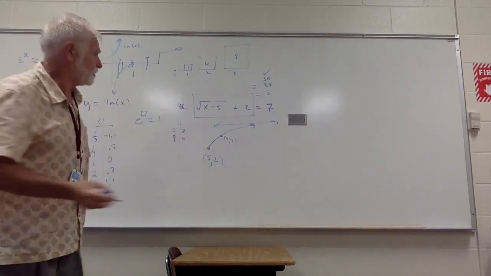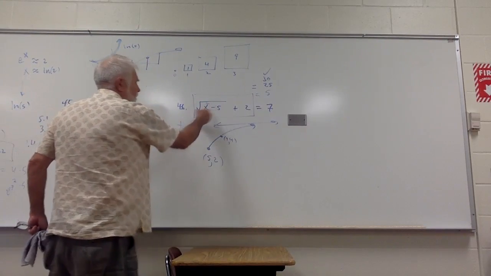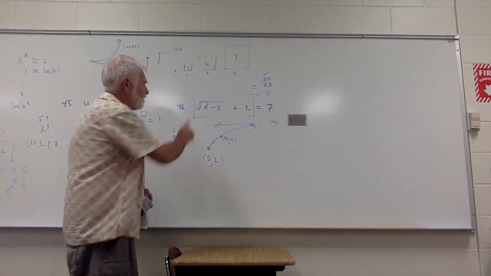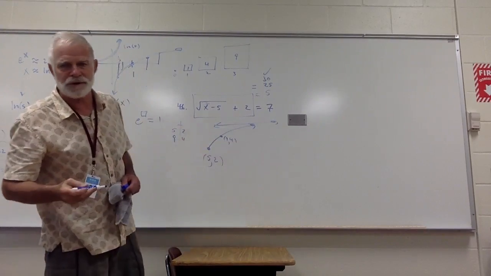Okay, so let's check it. 30 minus 5, 25. Square root of 25, 5 plus 2, 7. There, I did it 3 different ways.